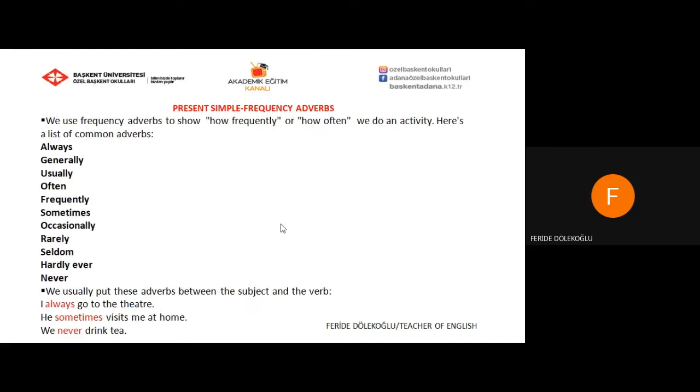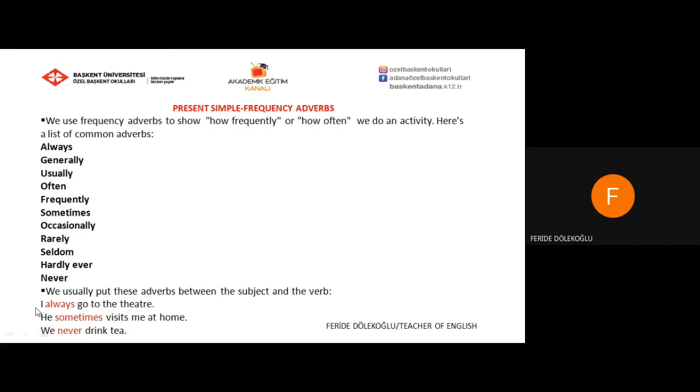Now we will talk about frequency adverbs. We use frequency adverbs to show how frequently or how often we do an activity. You can see a list of common adverbs here like always, usually, sometimes, rarely. We usually put these adverbs between the subject and the verb.